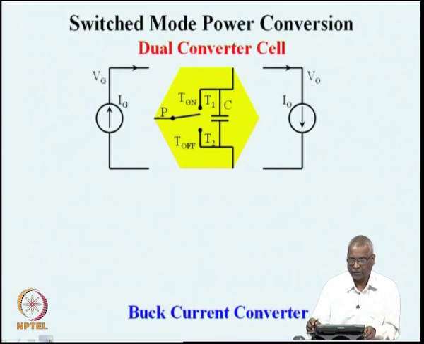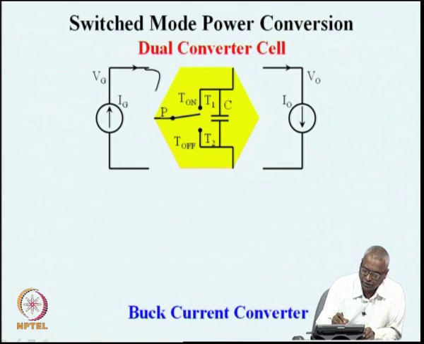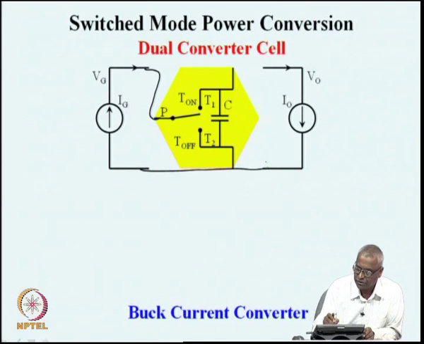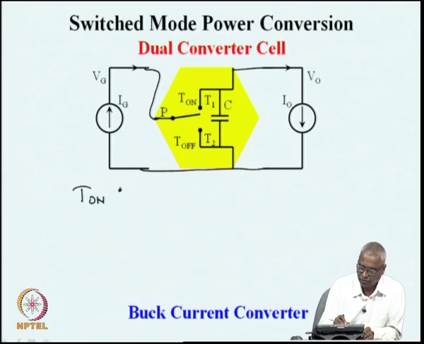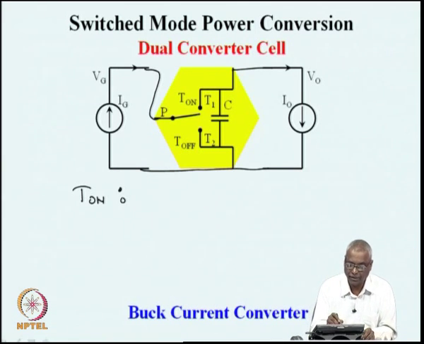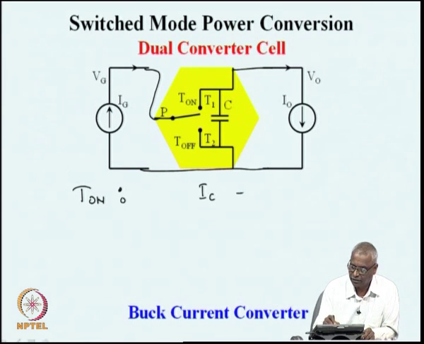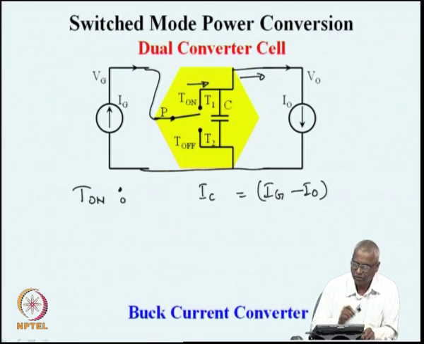The dual converter cell, what you have seen is, during the connection, it is made like this. During the T on, during the time the switch is in T on, the inductor current, the capacitor current IC is IG coming from here, because the switch is connected to T on, IG coming from here and I naught going out of here. This is the on state current into the capacitor.